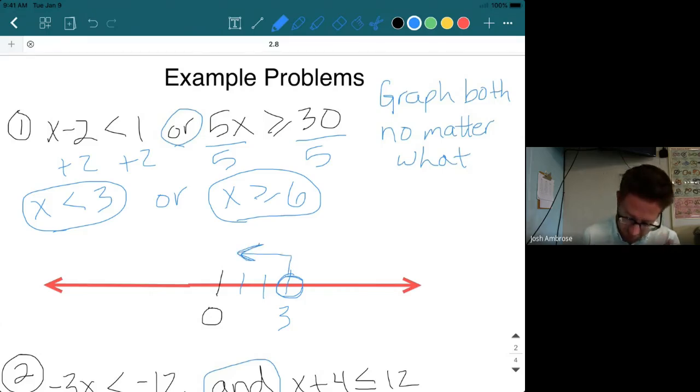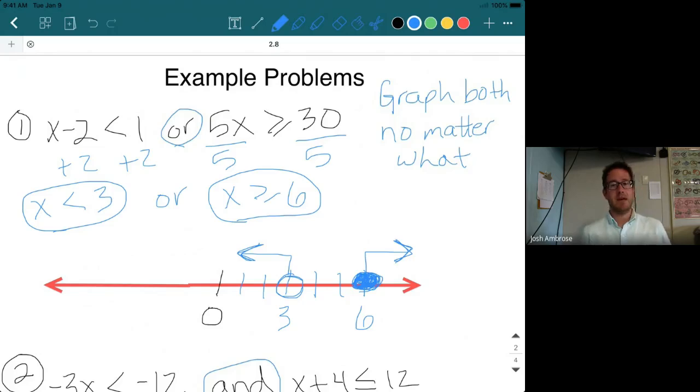Then we have positive 6, so let's go 4, 5, 6. Now this has the or equal to, so we're going to draw a circle, and then we're going to fill in that circle. If it does have the or equal to, then that means you have to fill in the circle. And this says greater than. So we're going to the right, greater than. That's the full answer here. You have 2 parts, 2 answers, 2 graphs on the same number line.